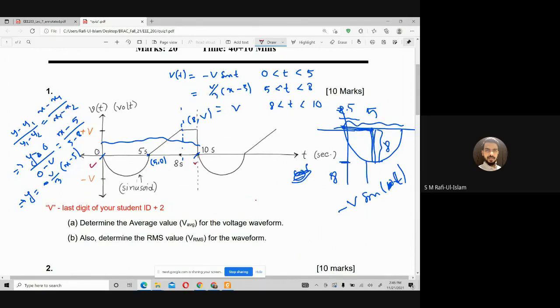So we need to define the equation of voltage whenever it changes its shape. The first one is the sinusoid, but the sinusoid magnitude is negative, so I put a negative v times a sinusoid. It starts from zero, so there is no phase difference. So we'll write only negative v times sine omega t. Whoever is going for the integration method, this is for the integration method. And what is the range for t? 0 to 5, right?